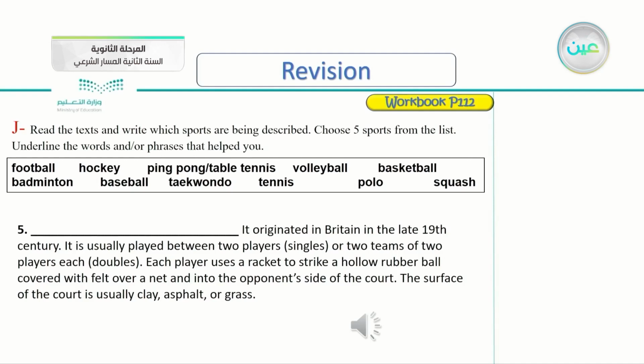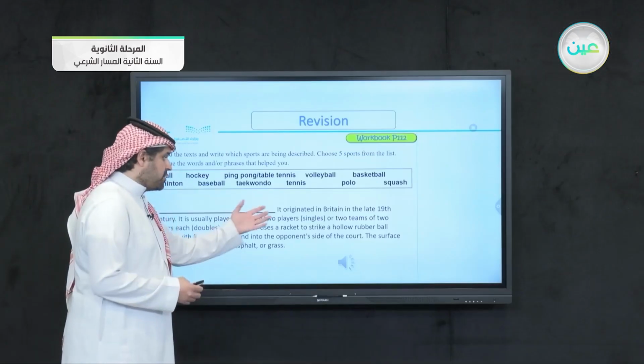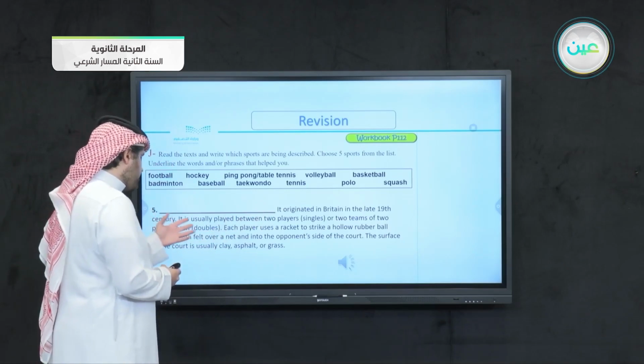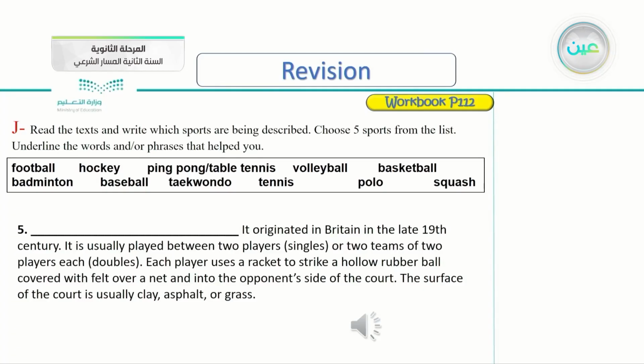So this also has a ball, a racket, and a net. It originated in Britain in the late 19th century. It is usually played between 2 players, singles, or 2 teams of 2, called doubles. Each player uses a racket to strike a hollow rubber ball covered with felt over a net and into the opponent's side of the court. The surface of the court, it's not the same. Sometimes it's clay, sometimes it's asphalt or grass. So I think this is an easy one here. So the answer is tennis, because tennis, just like ping pong, you can play 1 against 1 or 2 against 2. We call them singles or doubles.